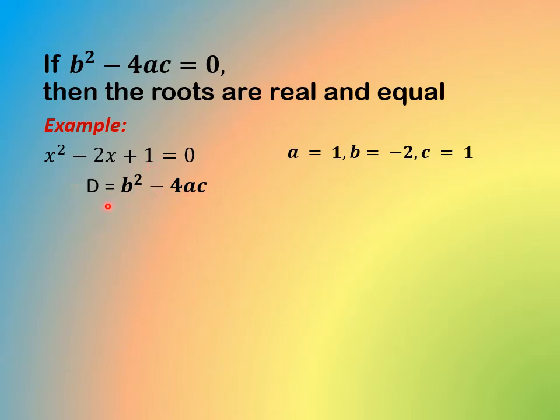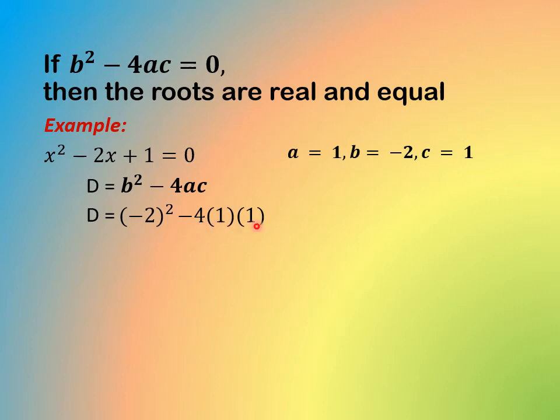Okay? So, d is equal to b squared minus 4ac, d as our discriminant. So, substitute lang natin. So, ang ating b is negative 2. So, negative 2 squared minus 4. Ang ating a as 1. Ayan. At ang ating c na 1 din. So, magiging minus 4 times 1 times 1.